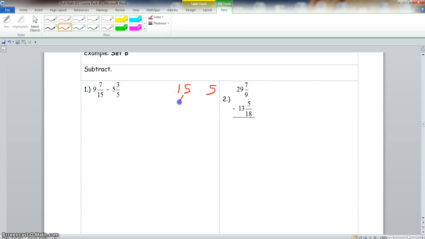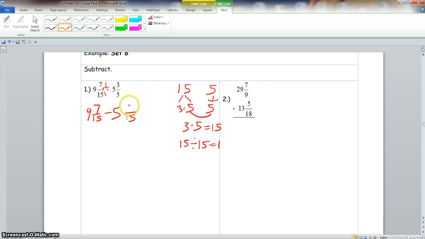So watch this. We'll make 15 3 times 5 with the prime factorization. And we know 5 is already prime. So we have nothing to match up with the 3, so we bring the 3 down. These 5's match up and you'll write it once, and it'll be 15 as your denominator. Okay, now we take the new denominator divided by the original. This is 1. So we know this 7/15 will be multiplied by 1 over 1. So 7 times 1 is 7, and 15 times 1 is 15.